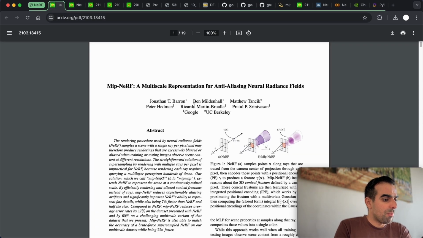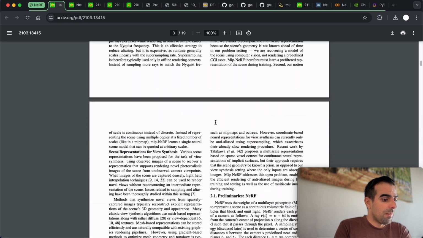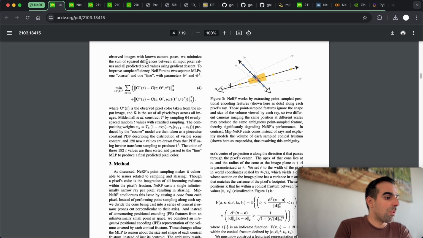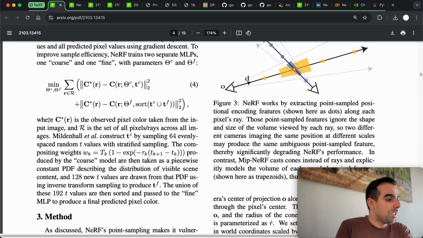So Mip-NeRF explains the hierarchical sampling in a good way with the procedure for rendering a NeRF characterized by theta. Training a NeRF is straightforward. Using a set of observed images with known camera poses, we minimize the sum of squared differences between all input pixel values and all predicted pixel values using gradient descent. To improve the sample efficiency, NeRF trains two separate MLPs, one coarse and one fine, where C is the observed pixel taken from the input image and R is the set of pixel rays across all images.